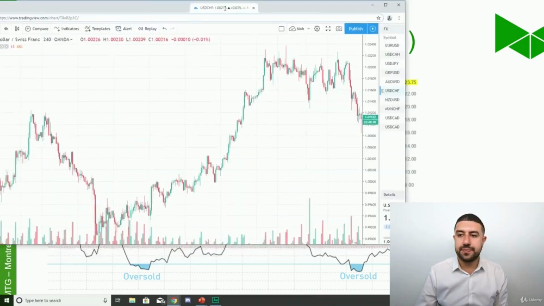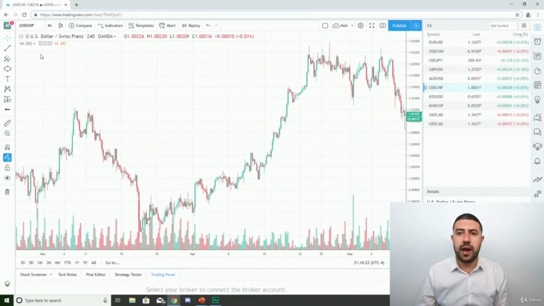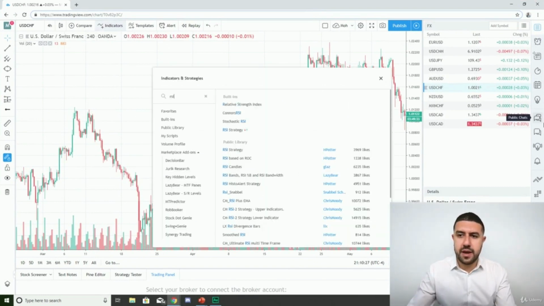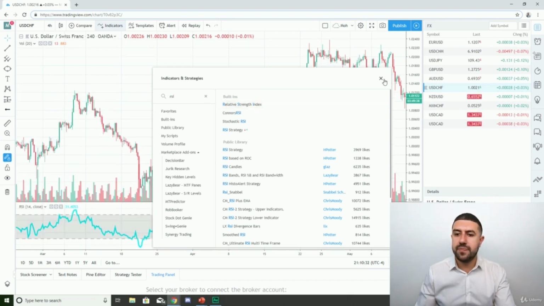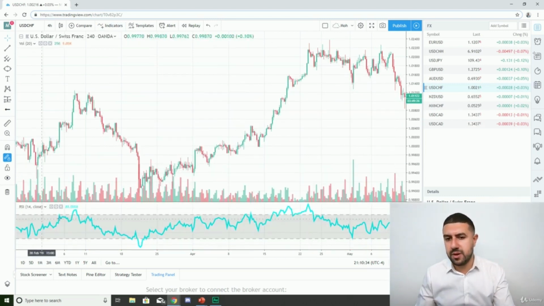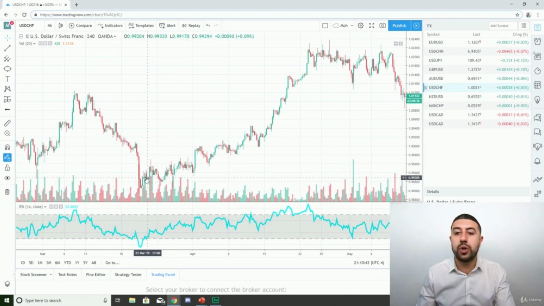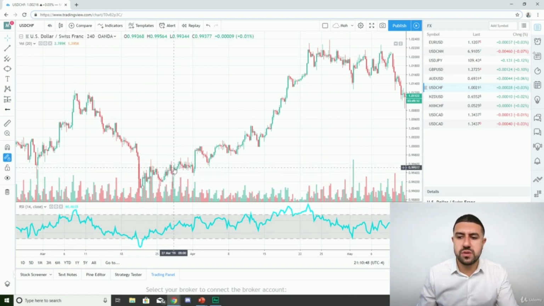So if I'm looking at a currency here and I want to look at the RSI, all I have to do is go in indicators, type RSI. The first one that shows up, Relative Strength Index, click on it, and you see the RSI at the bottom here, okay? So let's say I'm looking at the price here right now. Imagine I want to short it. Well, would I short it right away? Not necessarily, right? Because it's trending up.